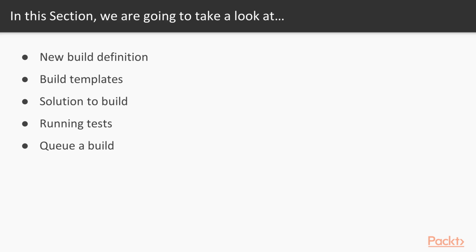And then we're going to actually go about running some tests during the build process when it runs. And then lastly, we're going to queue a build. So you'll see that we have gone through the life cycle of the build definition from the creation, adding the template, the solution, creating some tests and running the tests against the application. And then lastly, we'll queue up that build. So with that, let's go on to actually creating the new build definition video, and join me for that one.